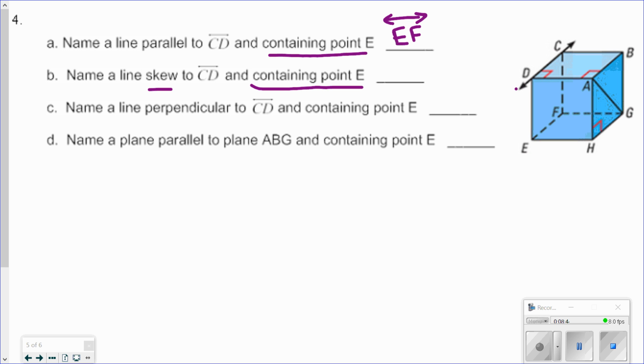Skew lines are not in the same plane. All right, so let's highlight CD again. And it has to go through point E. And so a skew line cannot be EF because those would be parallel lines, like we said in part A. They would be on the same plane. So our only other option would be this line here, because we could not do ED because that would cross line CD and they can't touch. But these lines are considered to be skew. They would never touch even when you extend them. They would just miss each other, and they are on different planes. So EH would be our answer here.